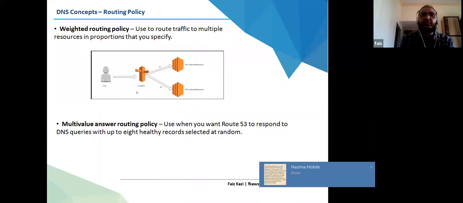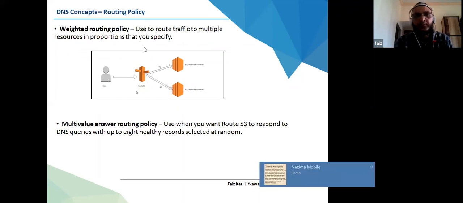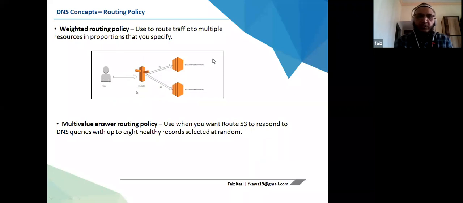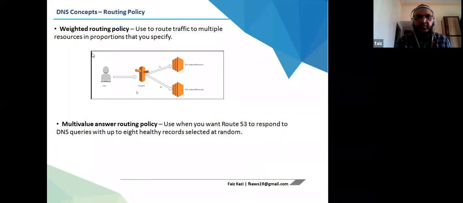Okay, in some cases you can use this to route traffic to multiple resources in proportion that you specify. Like 75% of my traffic should go to the Mumbai server, and 25% of traffic should go to my primary data center in North Virginia. So this you can do through weighted routing policy.